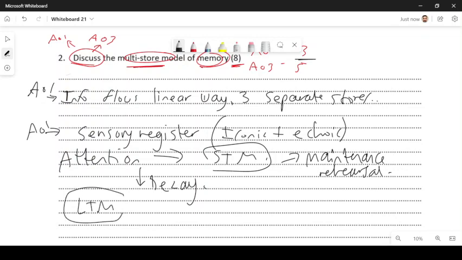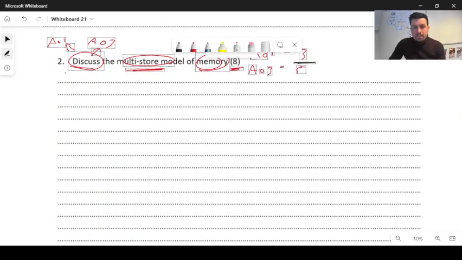So again, in a 16 marker, at this point with the short term, you might want to say, oh, it tends to last 18 to 30 seconds. You know, this can be increased by maintenance. So you're just cutting out fine details and getting more to the point. For the 3 marks, you could just talk about elaborative rehearsal, so giving it understanding and meaning, and that will get it into the long-term memory. Okay, so now the AO1's done.